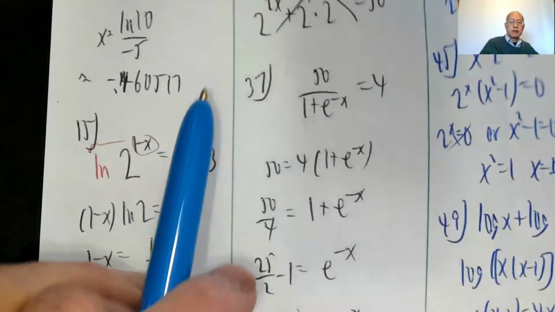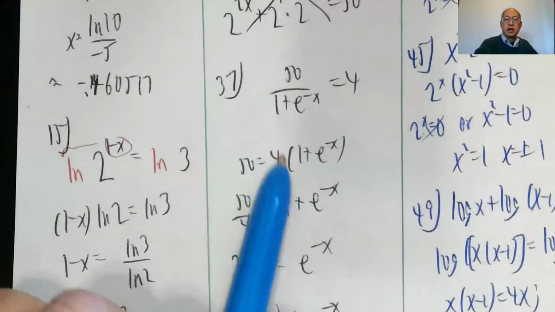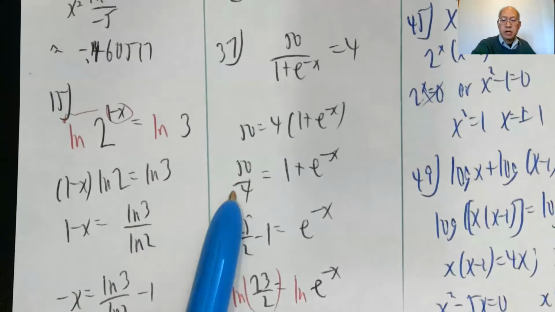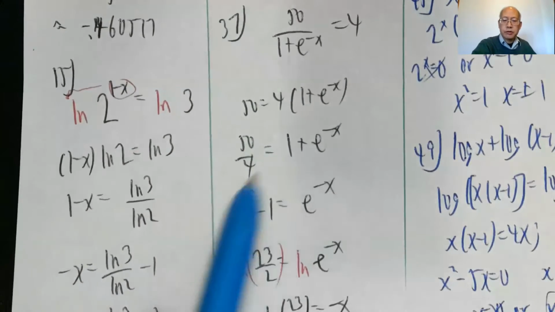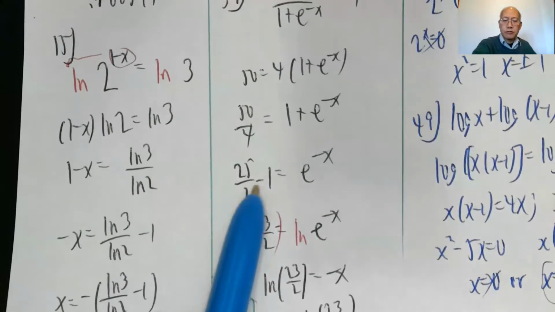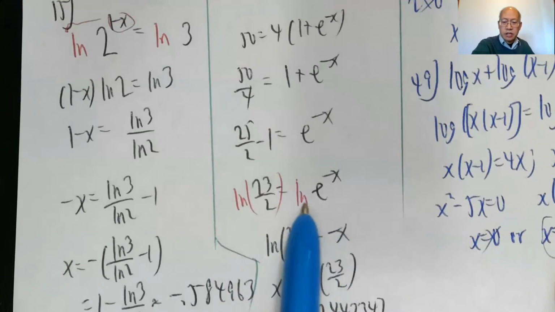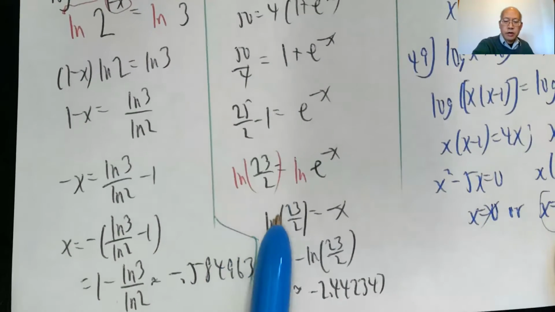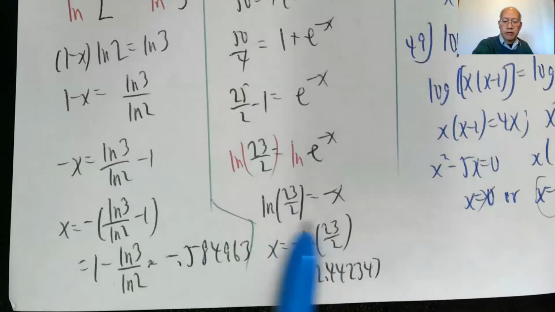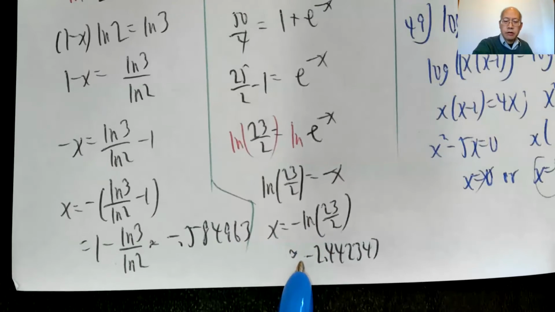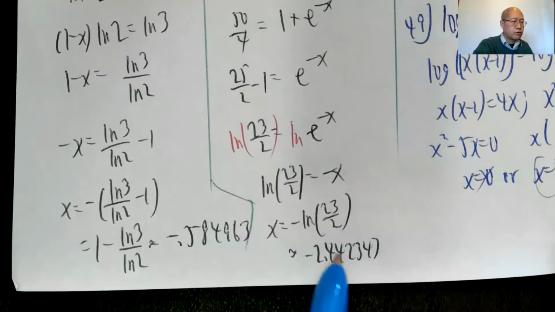Okay, skipping 31. 37, so you multiply both sides by 1 plus e to the negative x, divide by 4. This gives me 25 over 2, subtract 1. 25 over 2 minus 1 is 23 over 2. Take a natural log of both sides. That cancels out the ln and the e. So ln 23 over 2 is negative x multiplied by negative 1. x is negative ln of 23 over 2. Punch it in your calculator, negative 2.442347.